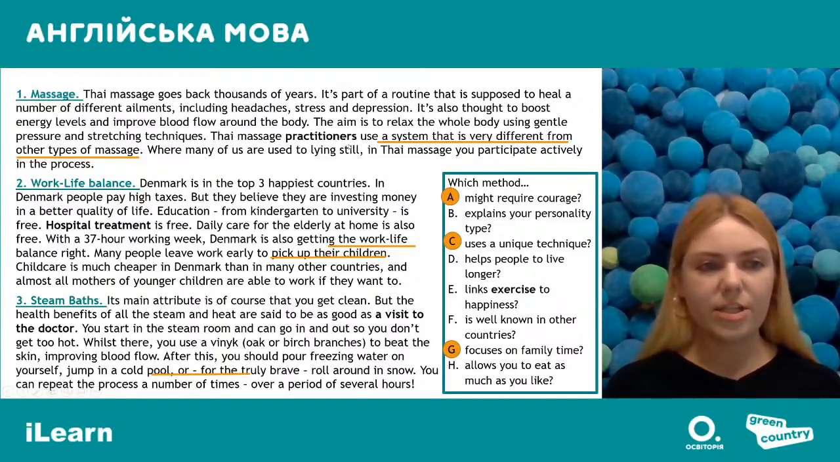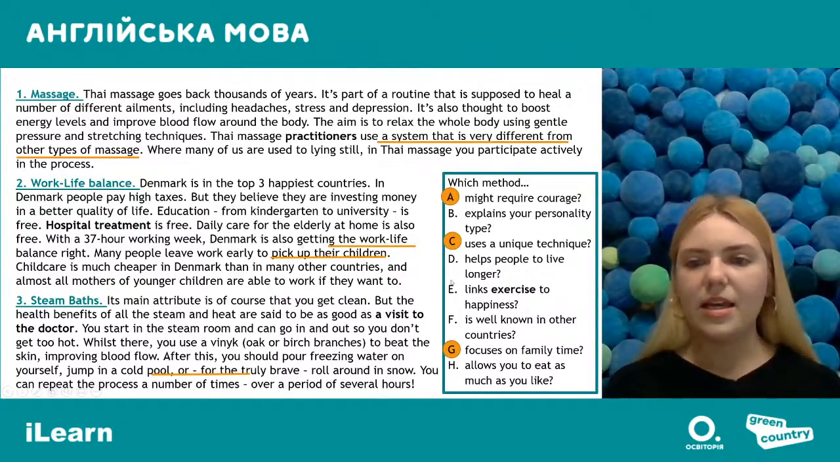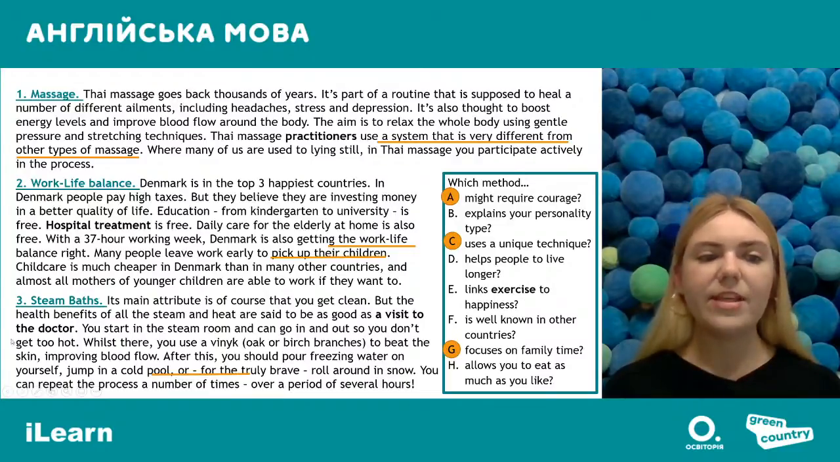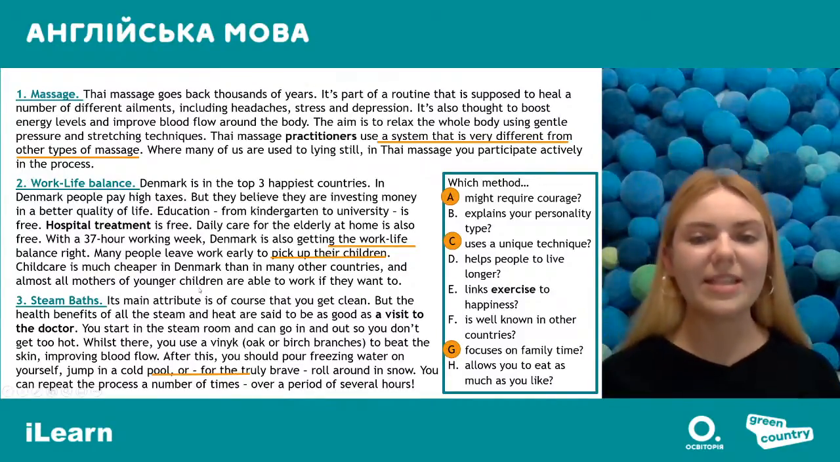So we've got practitioners, hospital treatment, exercise, and a visit to the doctor. So please look at them. You can also take a photo or a screenshot because we will need these phrases and these words when we continue our discussion.